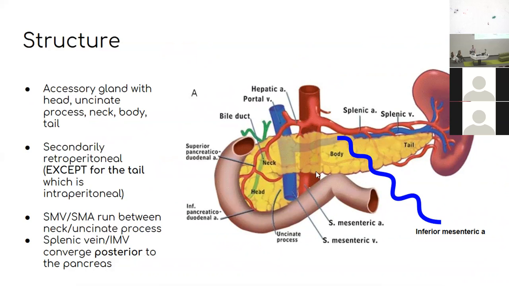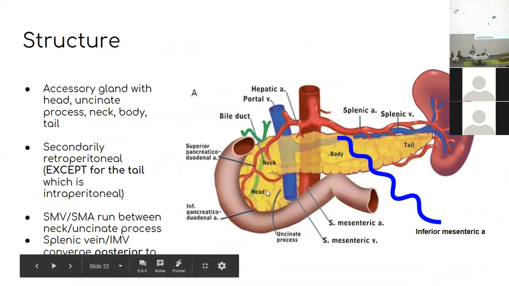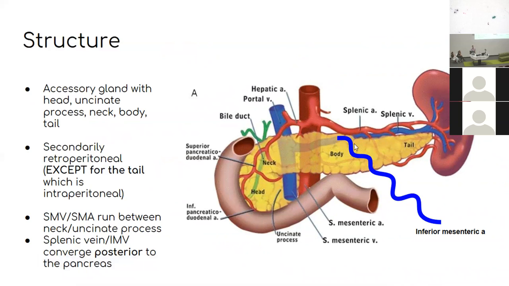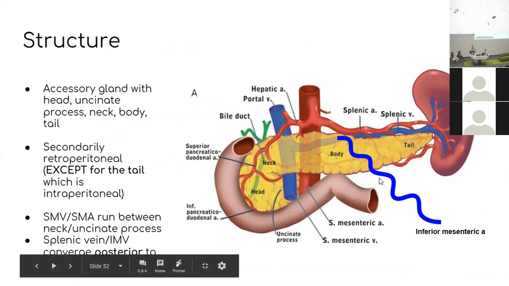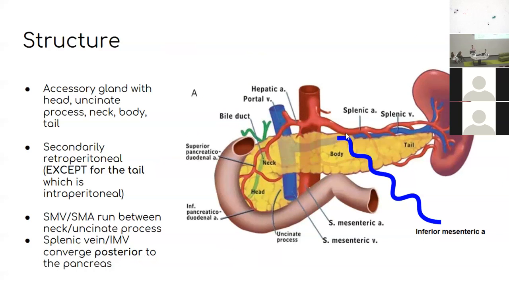And some important relations to the arteries. So the superior mesenteric artery and vein kind of runs here in between the pancreatic head and uncinate process, just in there. And then you've got the splenic vein and the inferior mesenteric vein, which isn't meant to be so tortuous, just joining posterior to the pancreas.